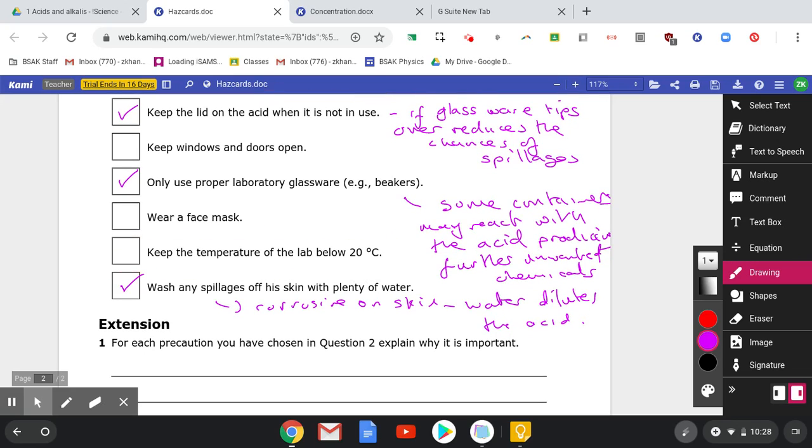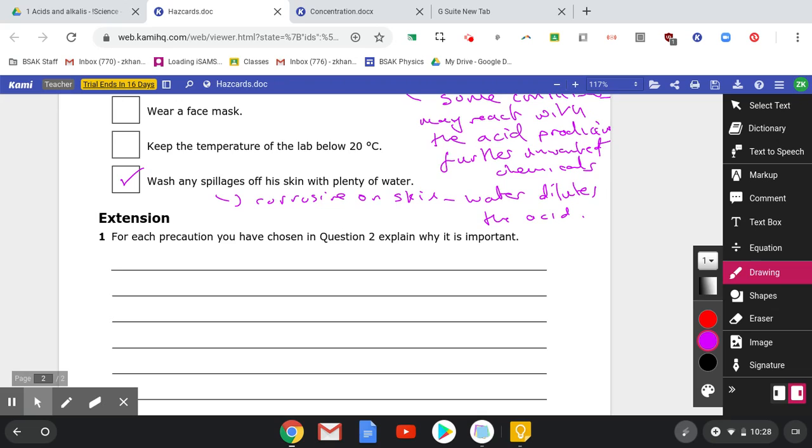And temperature, generally the lab temperature is around 20-25 degrees anyway. Often you won't conduct this experiment outside because the effect of temperature does increase the reaction rate. So you could include that as well.